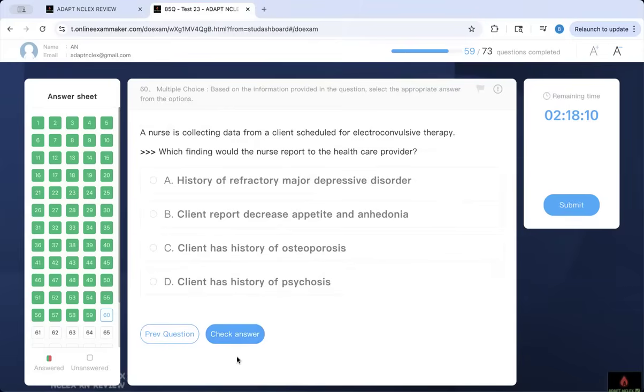The next is collecting data for a client scheduled for electroconvulsive therapy. What is that? Which finding will the nurse report to the healthcare provider? The patient has a history of refractory major depressive disorder. The client reports decreased appetite and anhedonia. The client has a history of osteoporosis. And a client has a history of psychosis.